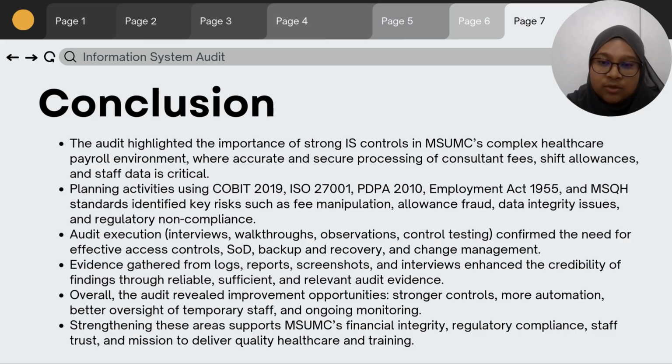For the audit execution, it confirmed the need for effective access control, SOD, backup and recovery, and also change management. Overall, the audit revealed improvement opportunities to strengthen the controls, more automation, better oversight of temporary staff, and ongoing monitoring.